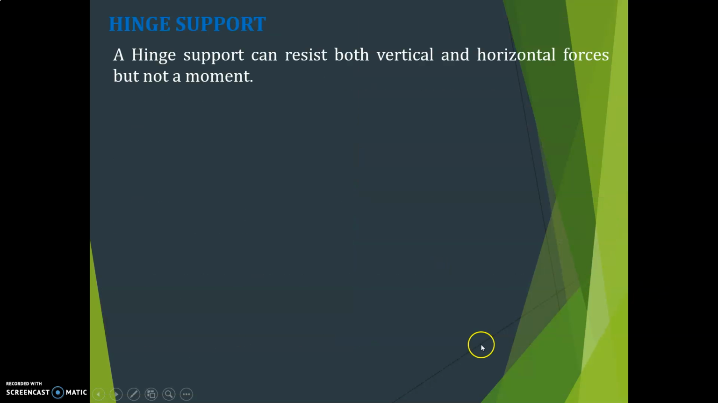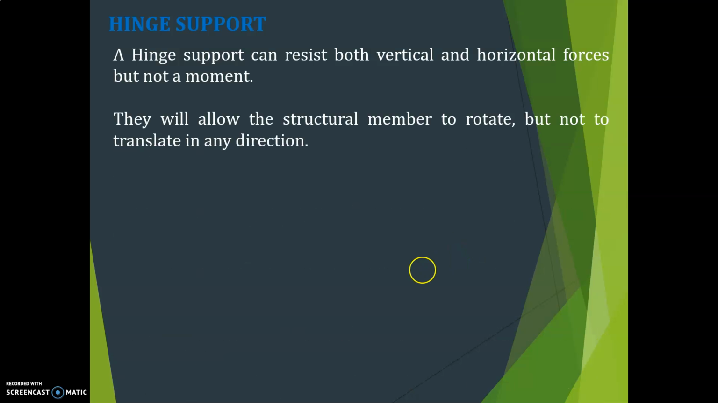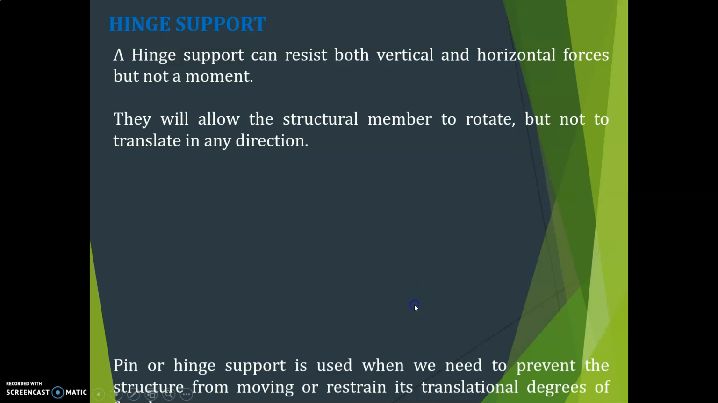Then we'll see what a hinge support is. Hinge support can resist both vertical and horizontal forces, but not a moment. It can support both vertical and horizontal forces, but not a moment. They allow the structural member to rotate, but not to translate in any direction.